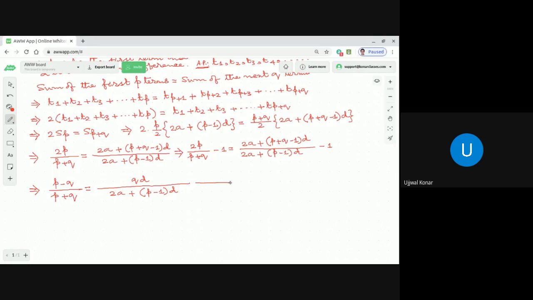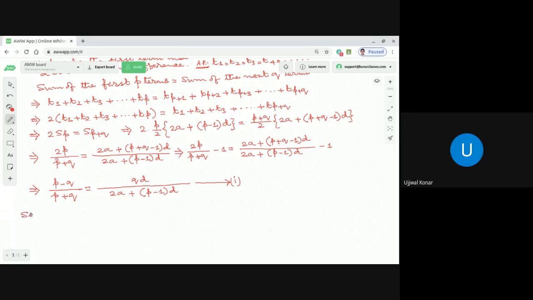So this we give an equation number 1. In the similar manner, the sum of the first P terms is equal to the sum of the next R terms. Correct or not? Yes. Similarly, what we will get is that P minus R by P plus R should be equal to R into D by 2A plus P minus 1 into D.